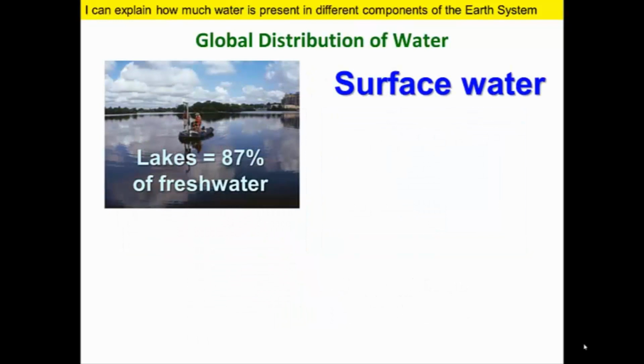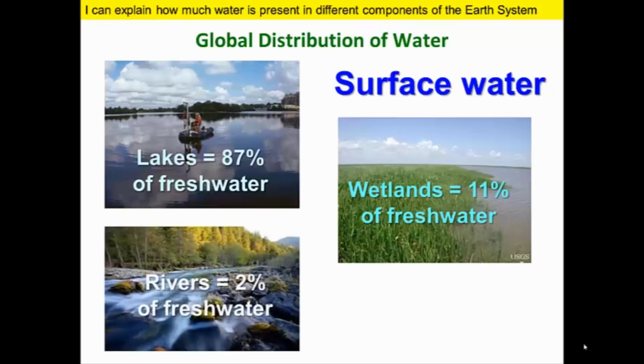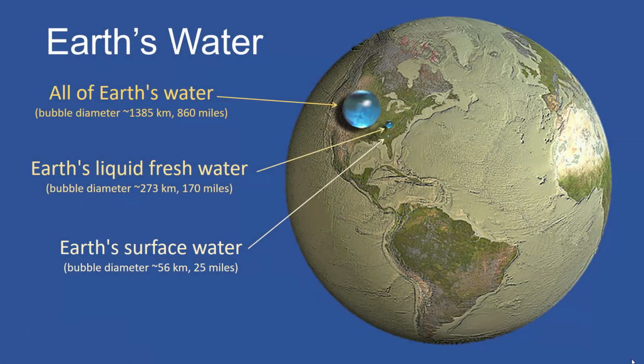Most surface water is present in lakes, with most of the remainder in marshes and bogs and other forms of wetlands. Just 2% of surface water is present in rivers and streams, a tiny fraction of the world's total water budget. This graphic illustrates what would happen if we gathered all the world's water together in one place.